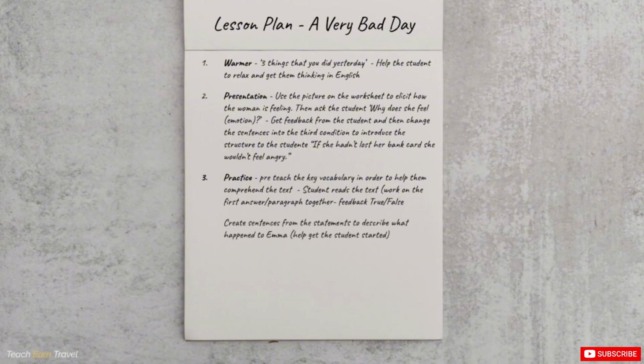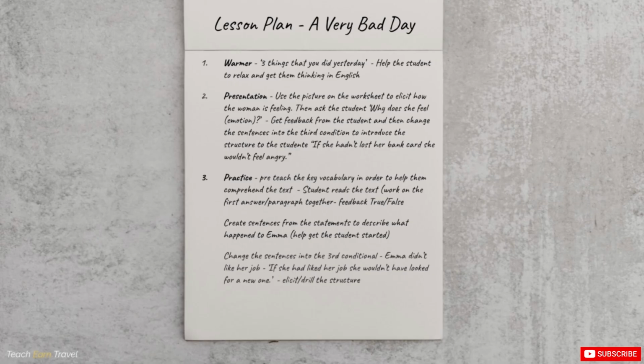Create sentences from the statements to describe what happened to Emma, and we can help to get the student started. And we then change the sentences into the third conditional. Emma didn't like her job. If she had liked her job, she wouldn't have looked for a new one. And at this point, we can elicit the structure from the student. We can drill the structure by introducing it and the name here of the third conditional. And then after we set them the task, we get the feedback, and we can try to elicit why we use the third conditional. And there we go. That's our practice session planned and ready to go.